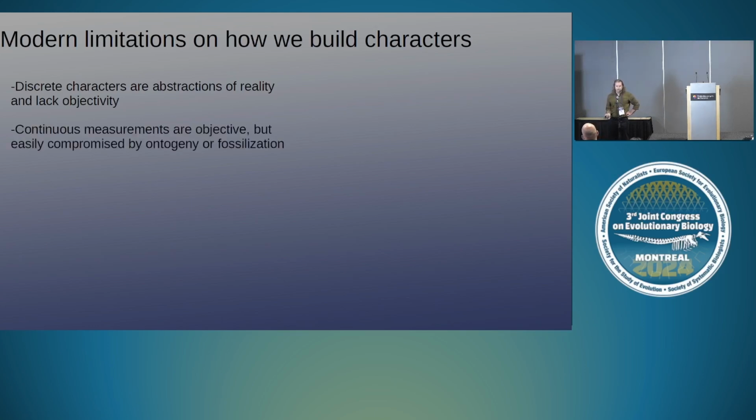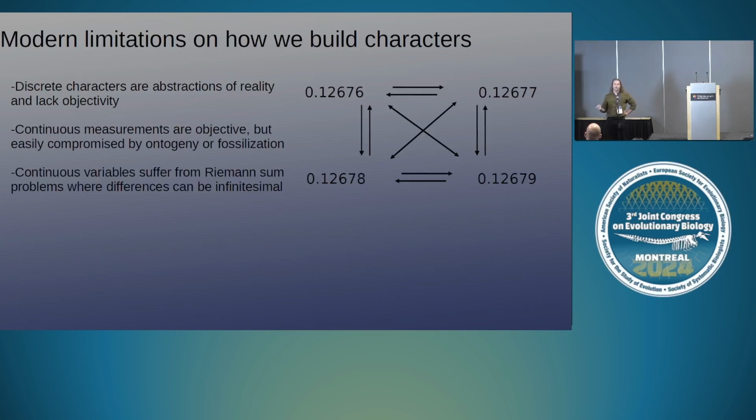And if we wanted to look for a little more objectivity, we could try continuous measurements, say taking a ratio or length of a bone or something. And in these cases, it can be easily compromised by ontogeny or fossilization. I probably should have said I'm mostly a paleontologist, so I think about these things really from the approach of what can we take or learn from the fossil record given these works. And continuous variables also suffer from Riemann sum problems where it can be difficult to divide, like where do you actually cut the slice of the pie to be able to identify how these traits are evolving along a tree.